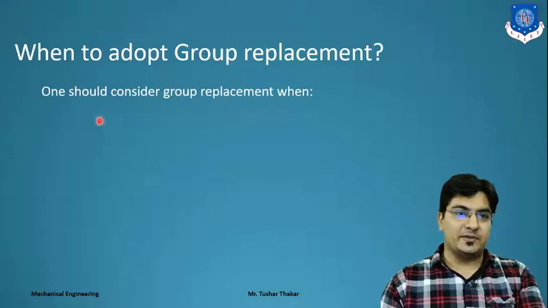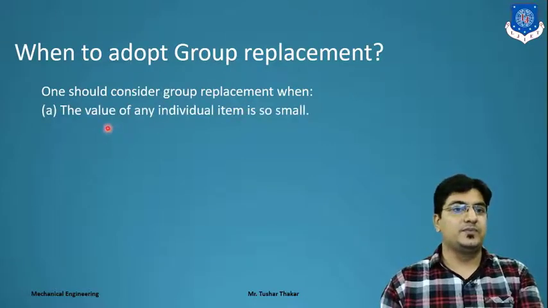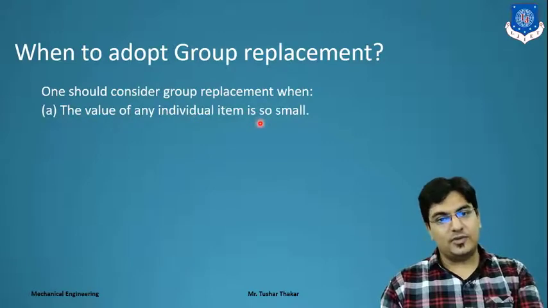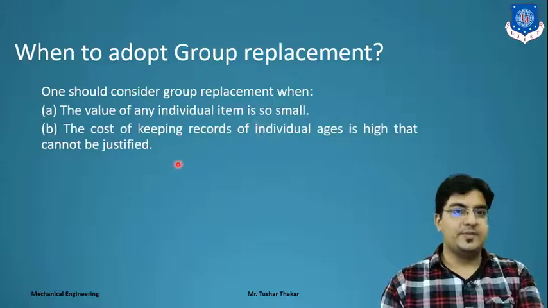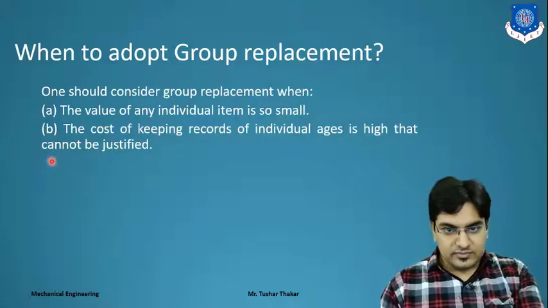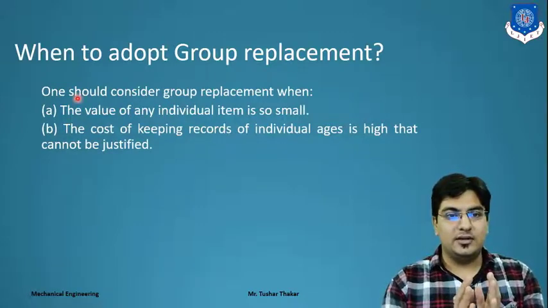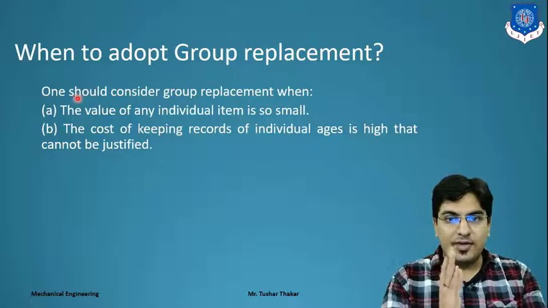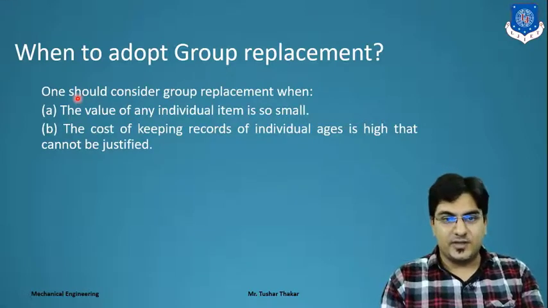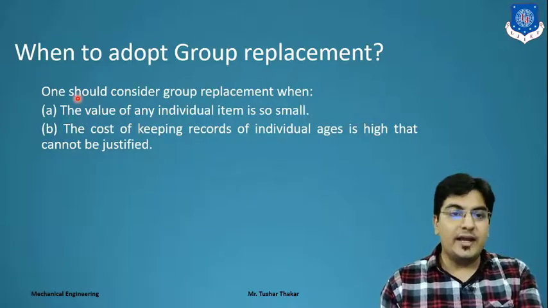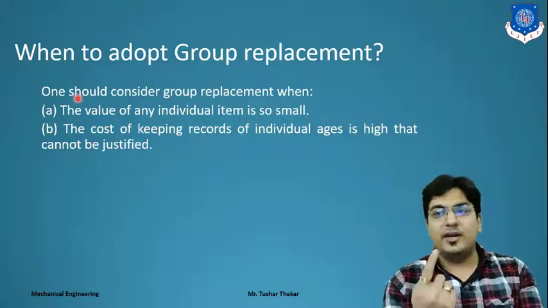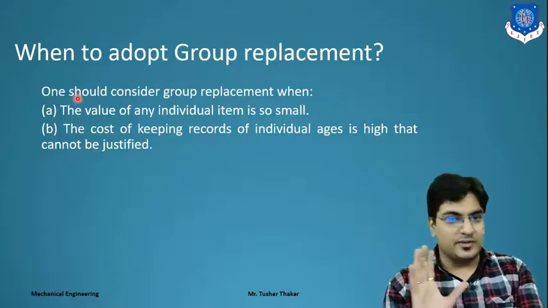When to adopt group replacement? One should consider group replacement when the value of an individual item is too small. When the value of an individual item is small, at that time we use group replacement. Second, the cost of keeping records of individual ages is high and cannot be justified. With 1000 bulbs, if we replace 1000 bulbs individually, we have to keep the record or purchase bill of each of the 1000, so it will be very tedious work, right? At that time we replace as a group, so that when we replace 1000 bulbs at the same time, we have only one bill to maintain instead of 1000 bills.